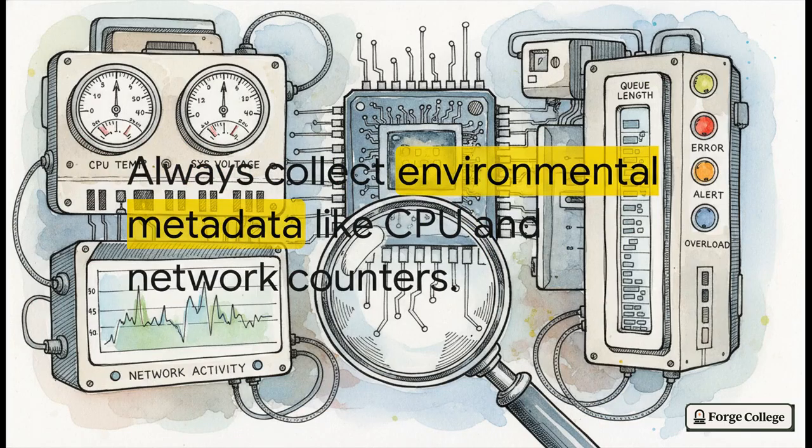To make sure your diagnosis is actually correct, you need to collect environmental metadata too. We're talking CPU utilization, network interface counters, process queue length, and packet drop counters. Always check for system-level noise like NIC interrupts so you don't accidentally blame the turbine protocol for what is actually a host-level network drop. And by the way, as you explore other topics with us at Forge College, you'll see this theme pop up all the time. Verify the environment before you blame the protocol.